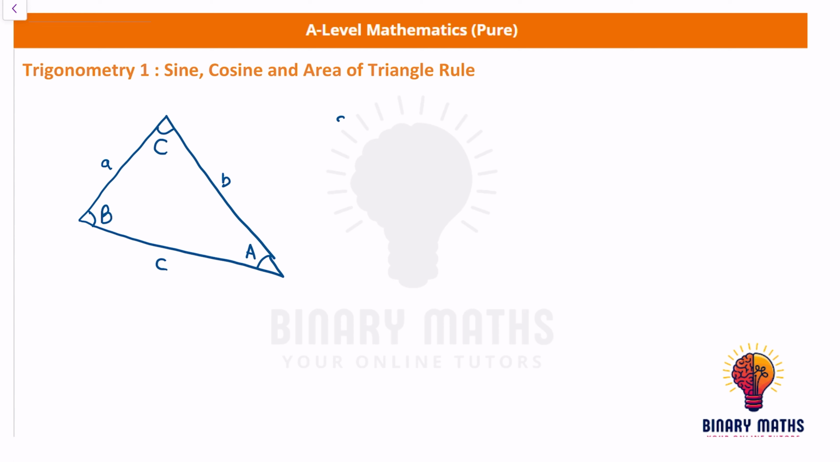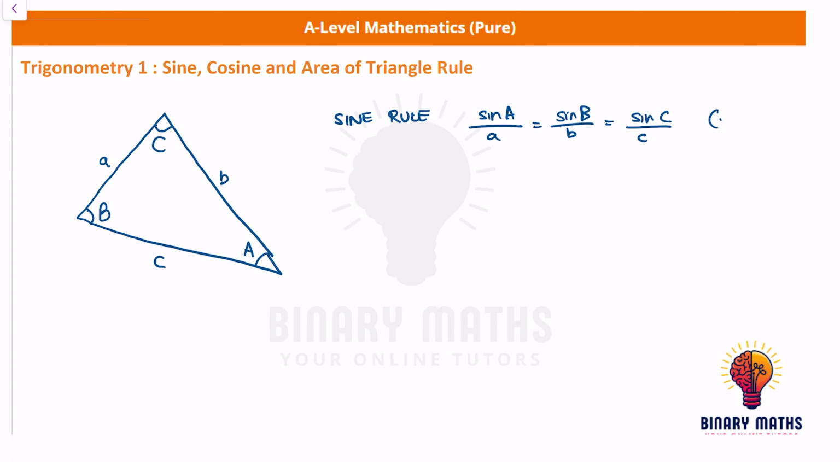Now the sine rule, there's two different versions. The first version is sine A over little a is equal to sine B over little b, which is equal to sine C over the little c. Now we use this version of the formula when we're trying to find a missing angle, because it makes rearranging easier. So the angle needs to be at the top. So sine A, sine B and sine C need to be at the top.